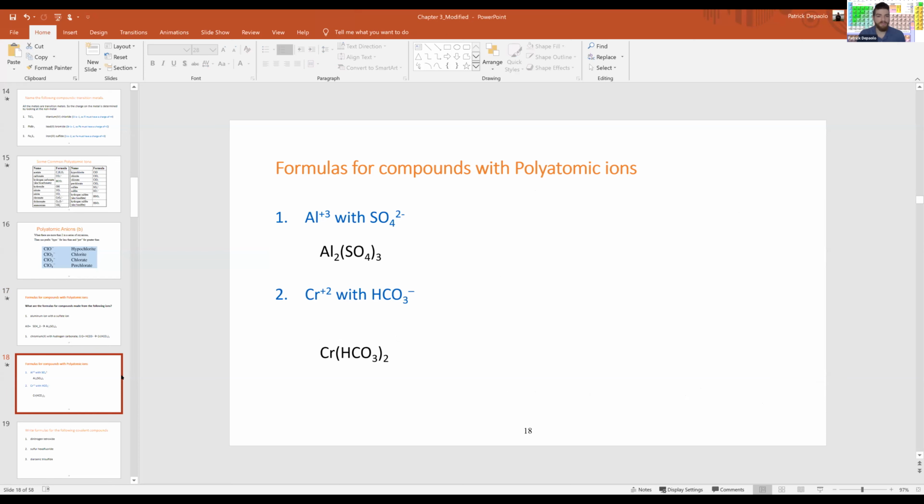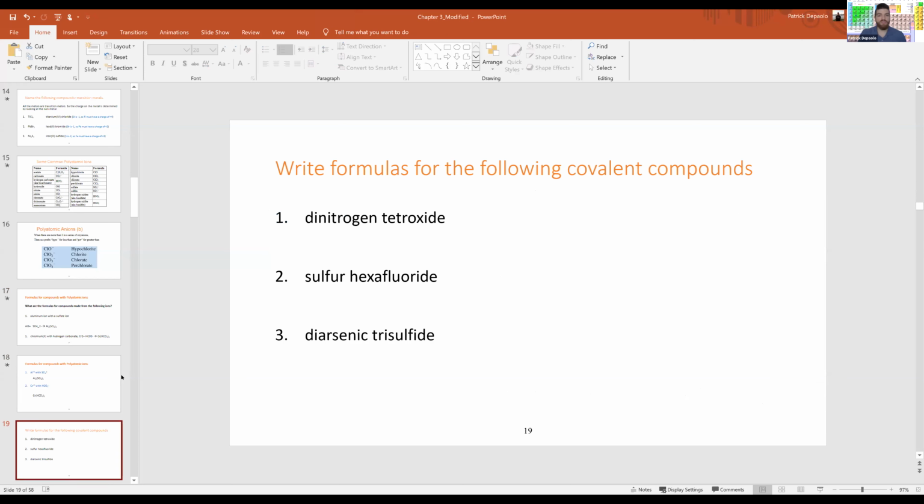No? Okay. Cool. So now let's write the formulas. These are very easy. Let's write the formulas for some covalents now. So dinitrogen tetroxide, you could just say it in the chat. I'll keep the chat window up. What is that? Just the formula of it. Good. N2O4.